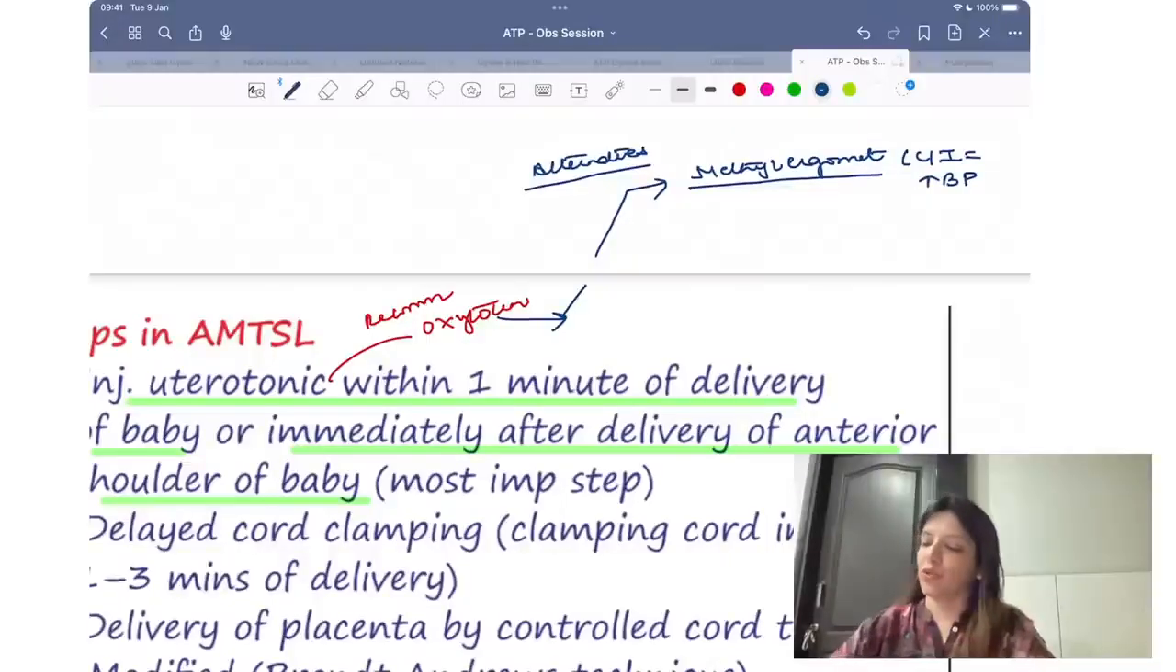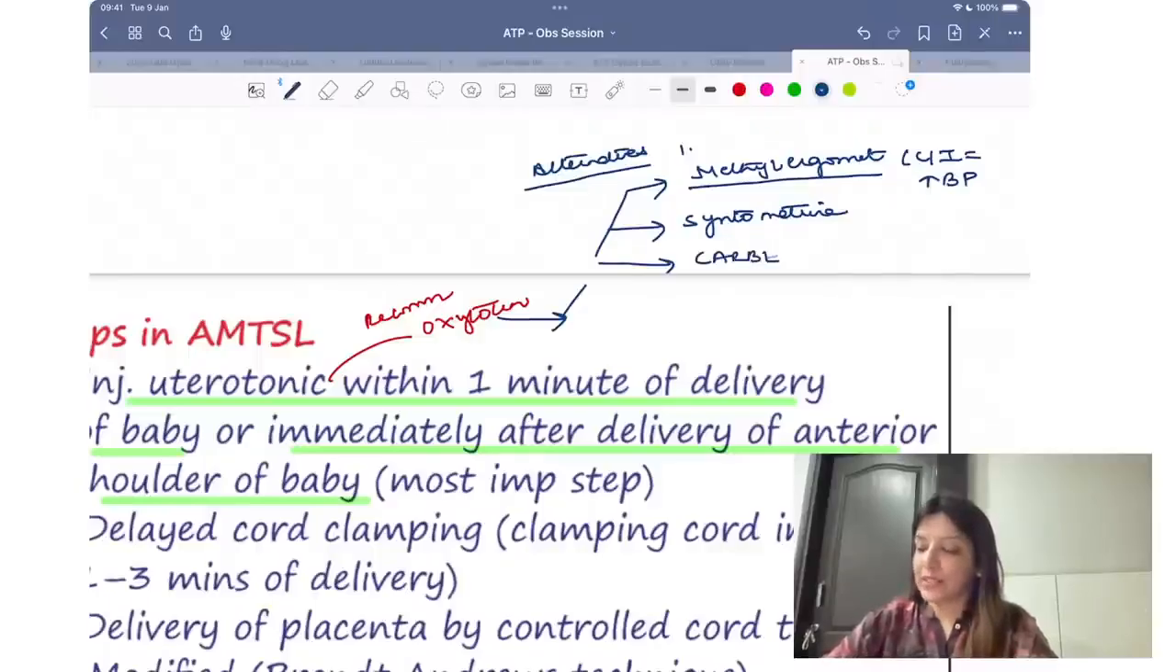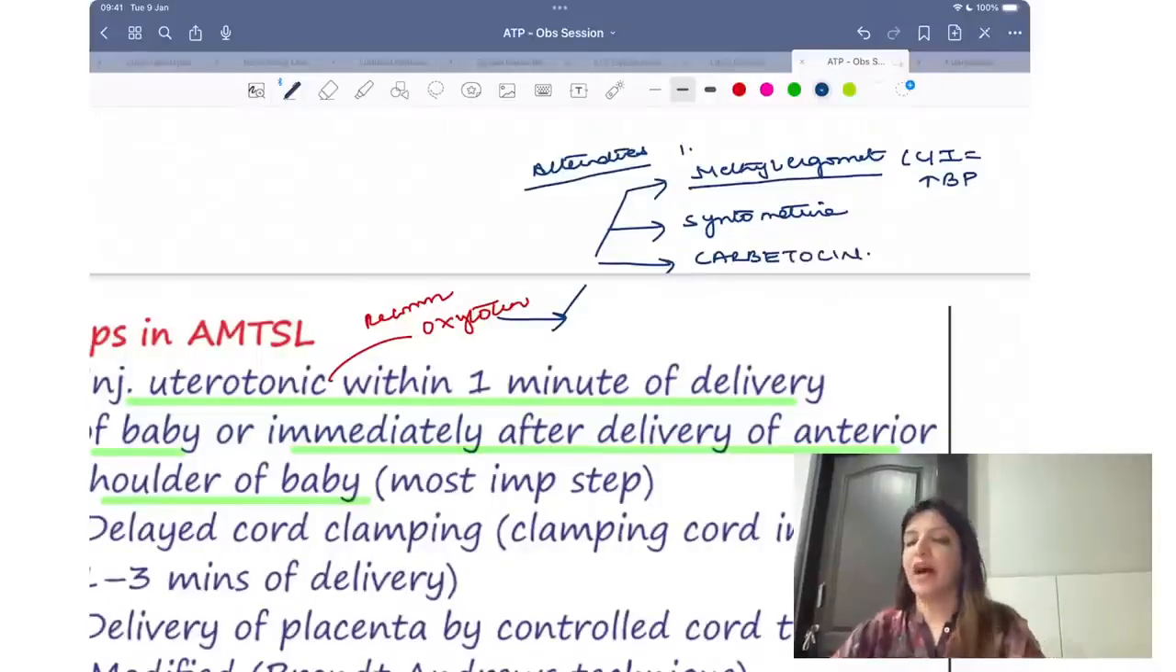Right, methyl ergometrin is done. What is the other alternative? One is methyl ergometrin. Then syntometrin. Very good. Then which is the third one? Third one, carbetocin. Excellent. What is carbetocin? Carbetocin is an oxytocin analog, synthetic oxytocin.